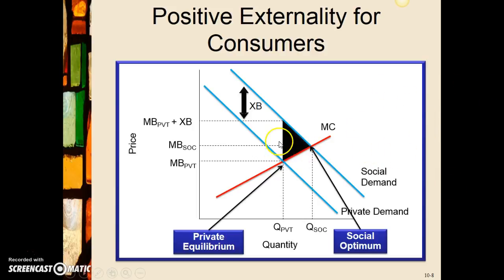Now you see the triangle looks normal, right? Because in this case we're underproducing the good, or we're not producing as much as we should, so we're getting this normal shaped triangle for deadweight loss. And so we have deadweight loss with positive externalities, and we have deadweight loss with negative externalities.